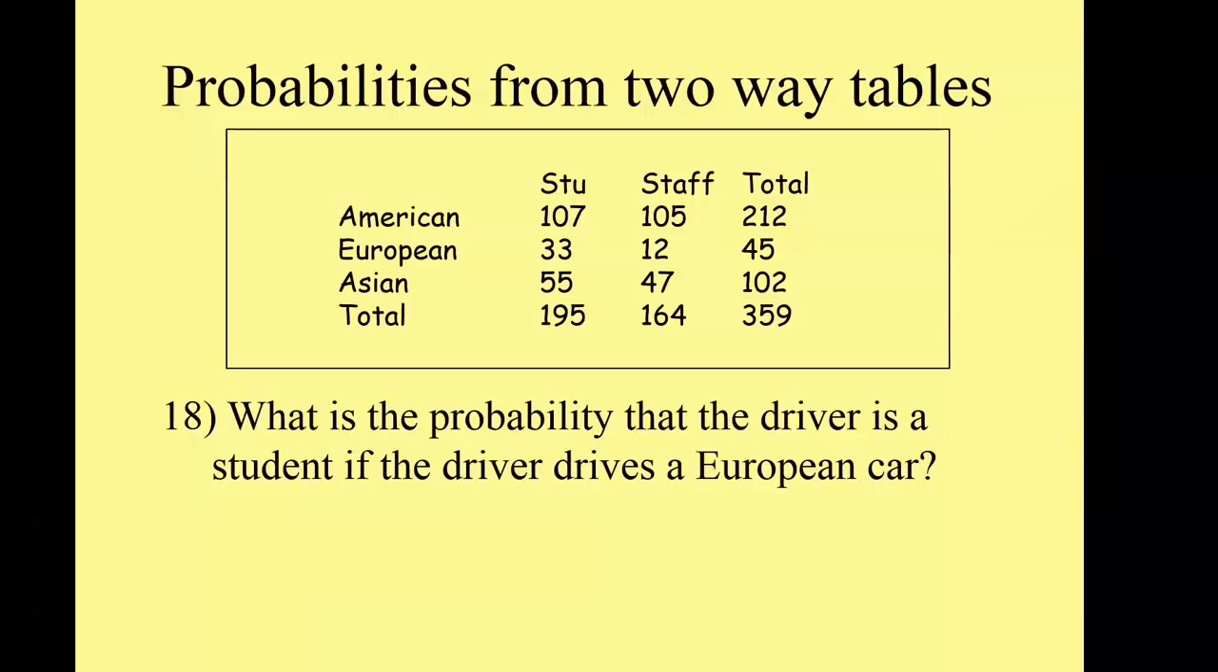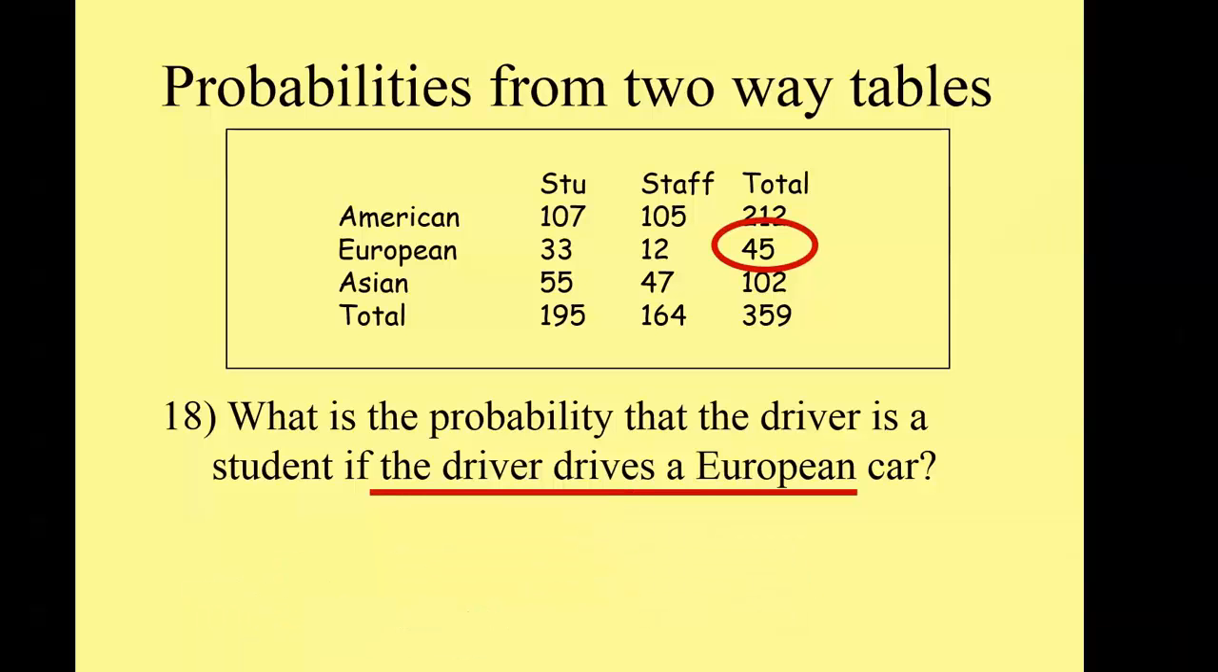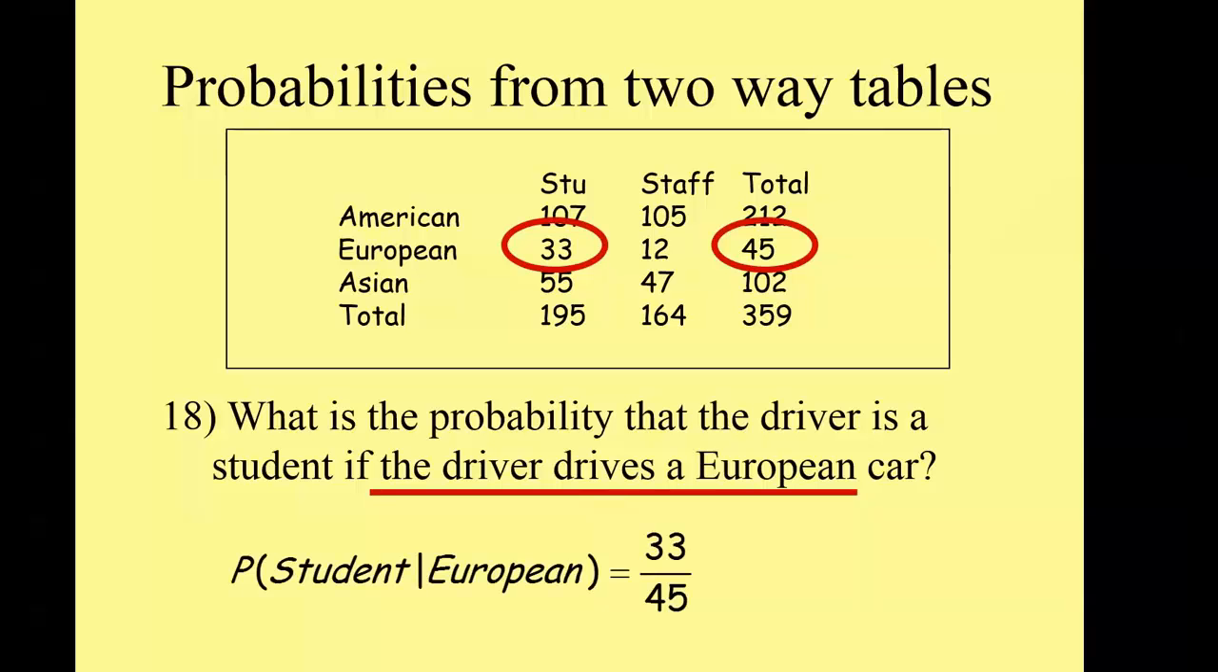Okay, probability the driver is a student if the driver drives a European car. Okay, again, we're looking at another conditional setup. So you've got to first figure out student and European. Student and European would be the 33, but this time we're comparing it with European, so that would be just the 45.